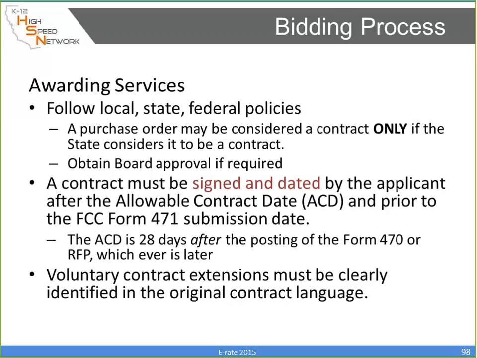Voluntary extensions have to be clearly defined in the original contract. It can't be something where you have a 2-year contract for long distance services and you just forgot to go to bid. Hey, can we just extend this 1 more year? No. It has to be clearly defined in the original contract.